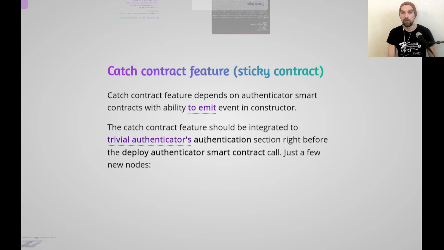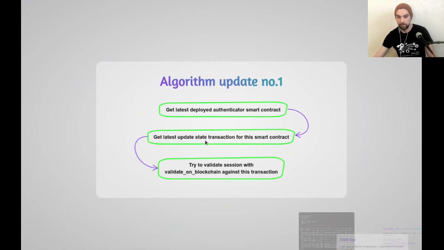Also, the cache contract feature depends on the authenticator smart contract's ability to emit events in the constructor. Our contract has such an ability, so it is simply used there. The cache contract feature should be integrated into the trivial authenticator section right before the call that deploys the authenticator smart contract. Just a few notes on this slide.